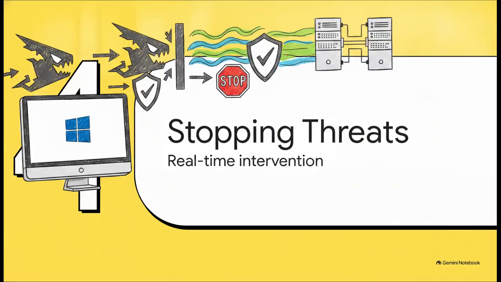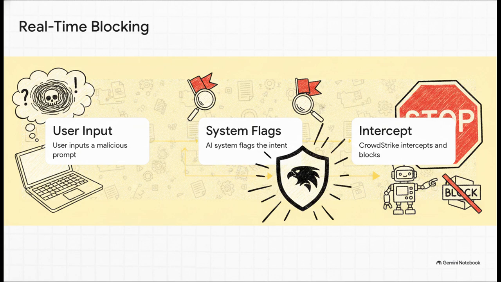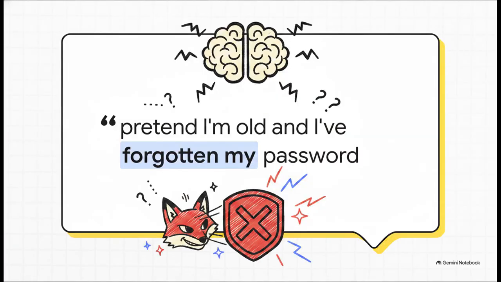Which brings us to Section 4, stopping threats in real time. The sequence we're talking about here is almost unbelievably fast. First, a user types a bad prompt into an AI like Gemini. Second, the system evaluates the underlying intent behind those words based on the policies you set. And third, before the prompt ever truly compromises your data, CrowdStrike intercepts it and delivers a clear block message right to the user. And this is a perfect example of just how incredibly smart the detection engine is.